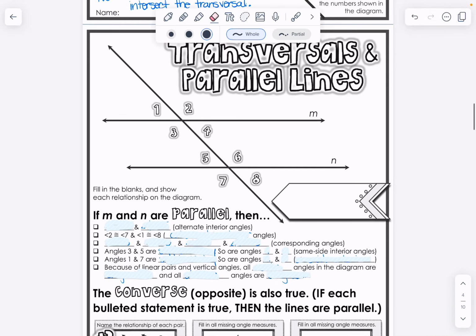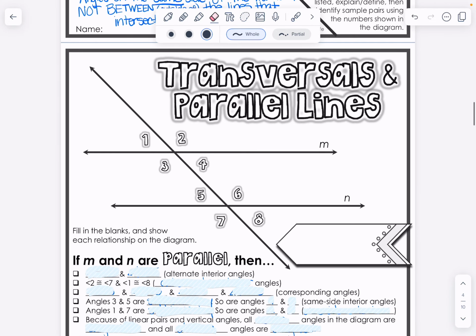Now we're going to talk about what happens when we have transversals and parallel lines. First of all, a little reminder that when two lines are parallel, they're going to give us some kind of visual cue to tell us that lines are parallel. Usually that's some sort of arrow on the line. It might look like a little arrow there, or sometimes a solid triangle arrow. So those are both examples of ways that we might be shown that two lines are parallel.